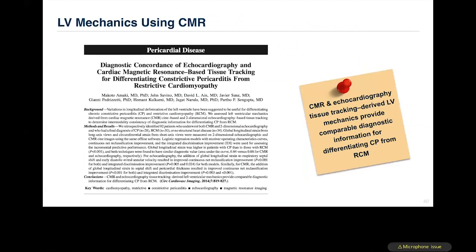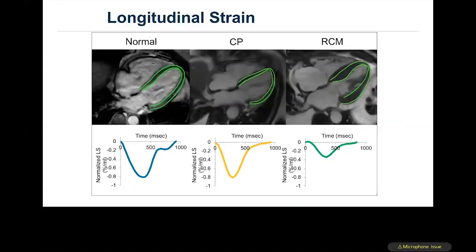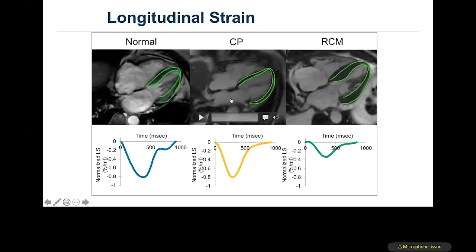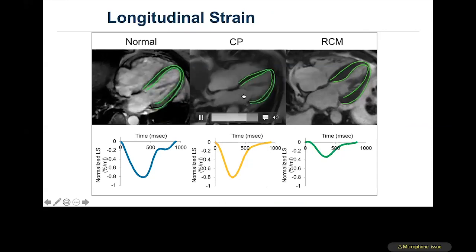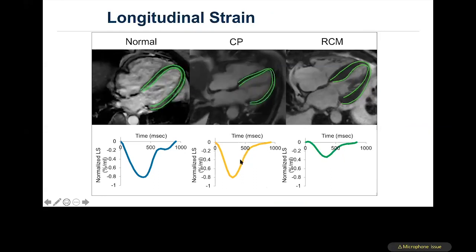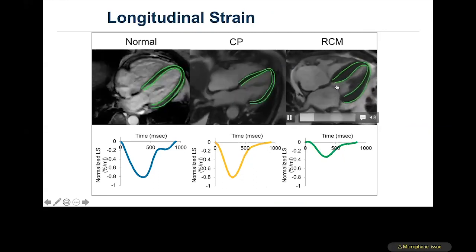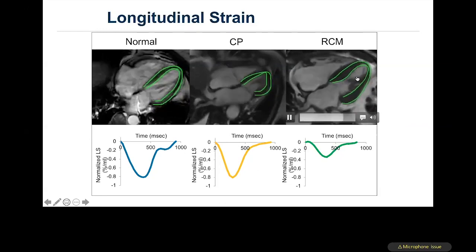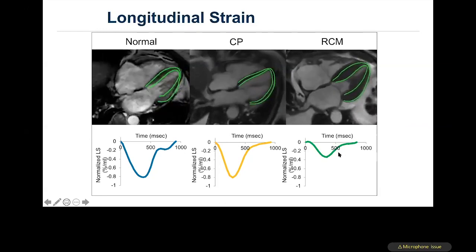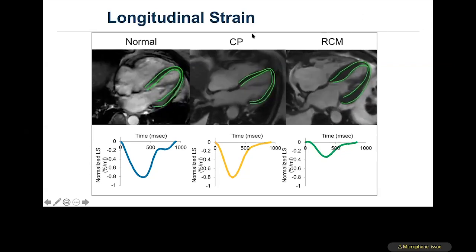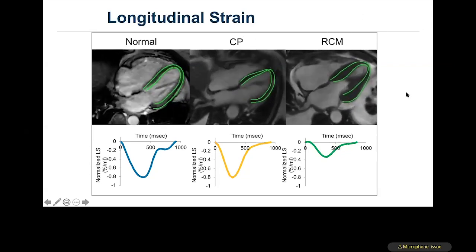There has also been an attempt towards looking into the mechanics of the ventricles using feature tracking. Particularly feature tracking and delayed gadolinium enhancement are very useful for differentiating restrictive cardiomyopathy from constrictive pericarditis. You can see here a normal individual. The mitral annular motion is normal, and the longitudinal function is normal. And this is a patient with restrictive cardiomyopathy. The annular function is attenuated, and the strain in the longitudinal direction is attenuated. So this is the patient of restrictive cardiomyopathy versus constrictive pericarditis.